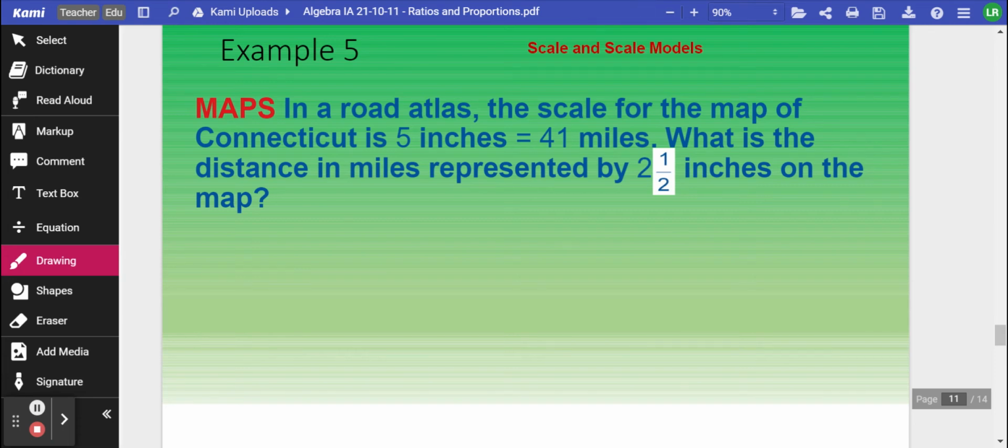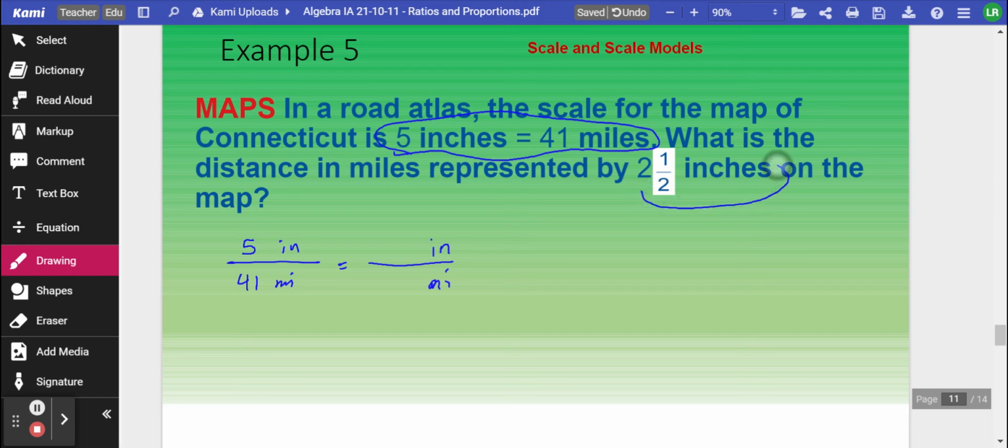In a road atlas, the scale for the map of Connecticut is, and here's our first ratio, 5 inches equals 41 miles. So 5 inches equals 41 miles. That's the first ratio. Remember the second one needs to be set up similarly, inches in miles. What is the distance in miles represented by 2.5 inches?